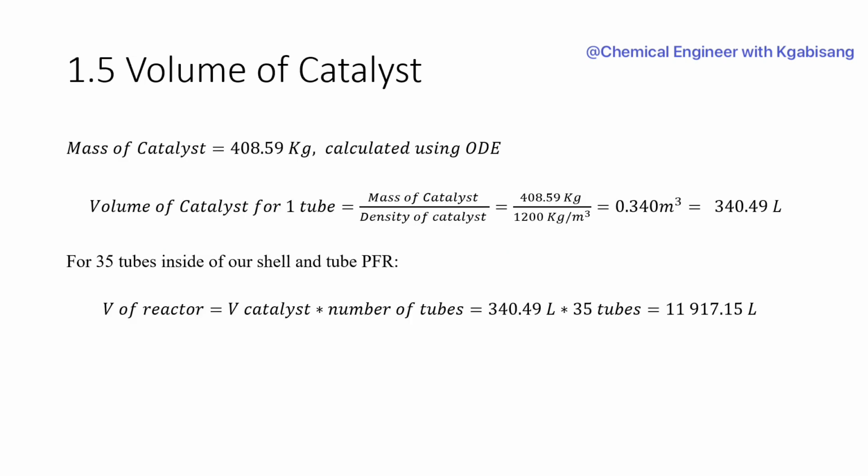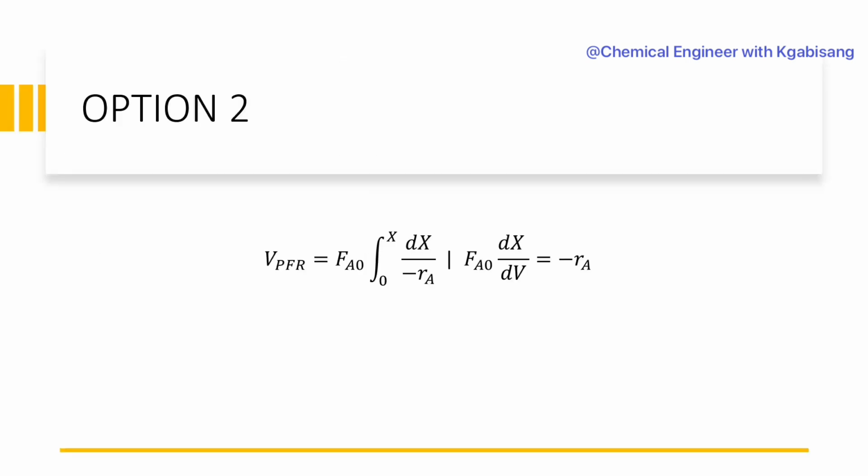Now that we have that, we can move forward and calculate the volume of the catalyst for one tube. We can simply take the mass of the catalyst that was calculated using ODE, divide by the density to get our volume in cubic meters. You can convert it to liters, it's 340.49 liters. Now, there's various ways to get the number of tubes. For this particular example, I just assumed there are 5 tubes within my reactor. And if I multiply this answer by the number of tubes, I would get a total reactor volume of 11,917 liters.